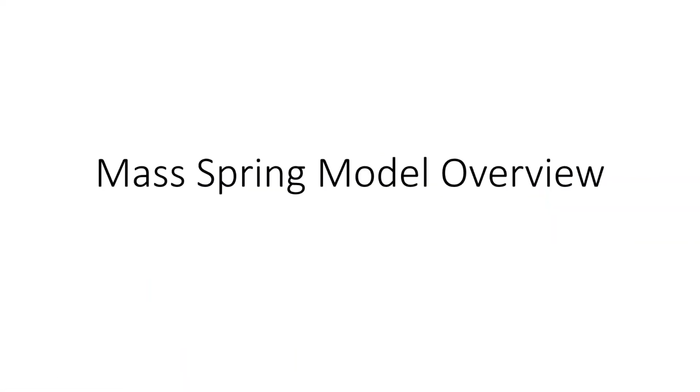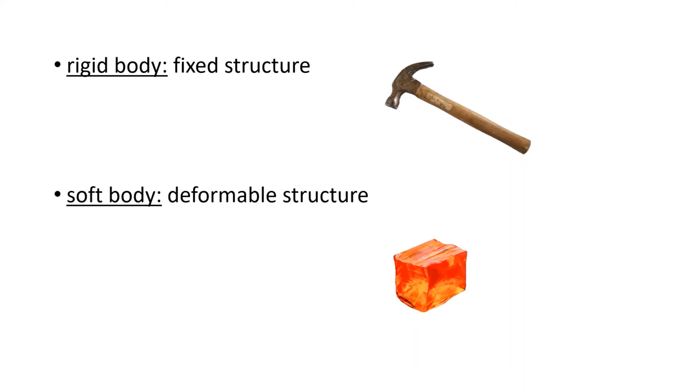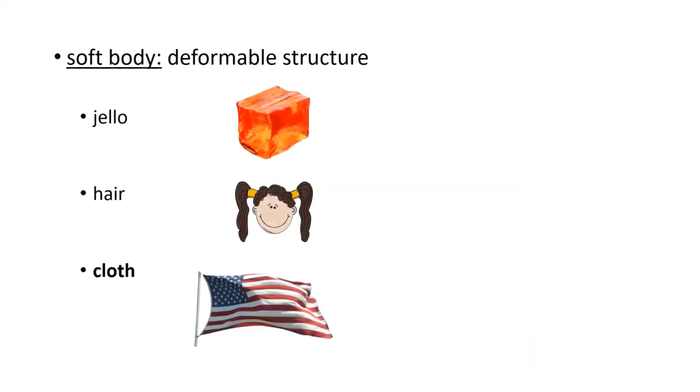Let's overview the model we'll be using for cloth simulation, the mass spring model. First, some vocabulary. When simulating physical objects, solids can be divided into two categories. Rigid bodies have a fixed structure, while soft bodies have a structure that can be deformed by forces. Examples of soft bodies include jello, hair, and cloth.